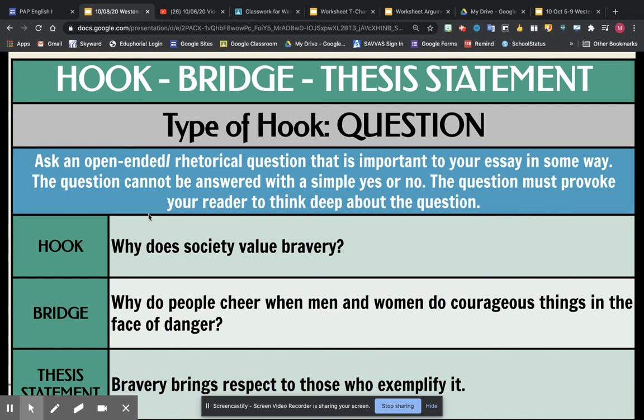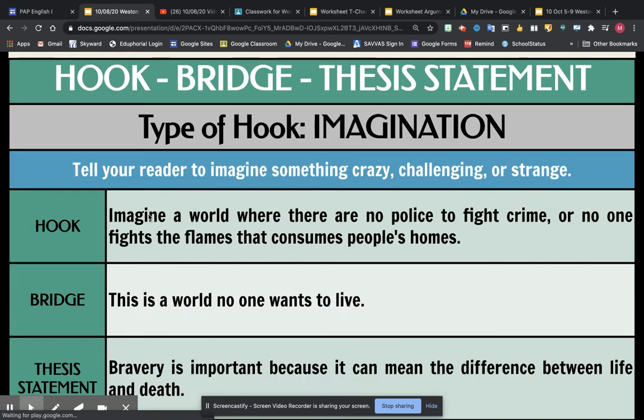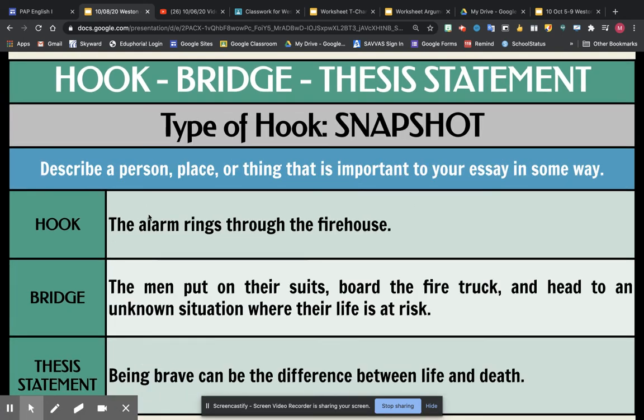All right, question. Oops, sorry, I skipped one. Snapshot. So snapshot is almost like imagination. You just don't start off with imagine. But it is kind of like a snapshot of a scene or a situation that you're painting a picture of for your reader as well. The alarm rings through the schoolhouse.